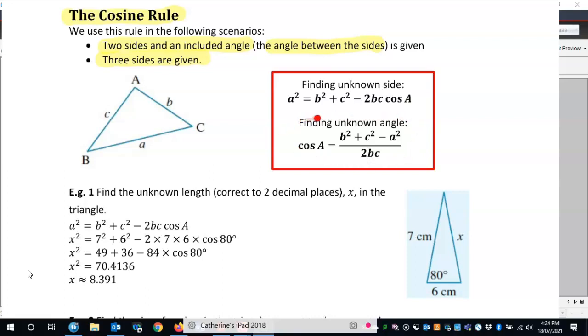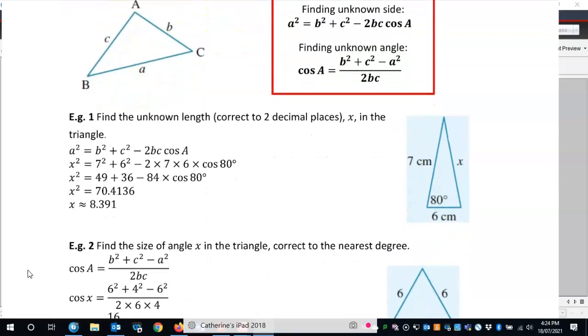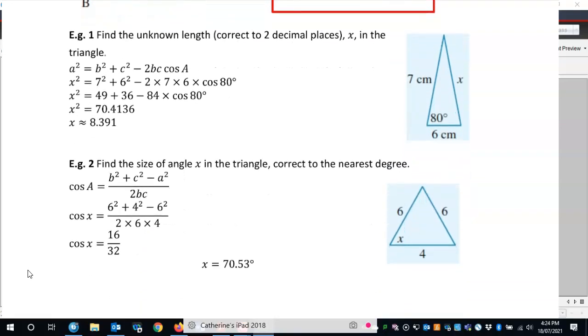This is if you want to find out an angle: cos of that angle is equal to b squared plus c squared minus a squared, divided by 2bc. So obviously here we have to know all three sides, and here I have to know two sides and the angle between them. Okay, let's look at a couple of worked examples.